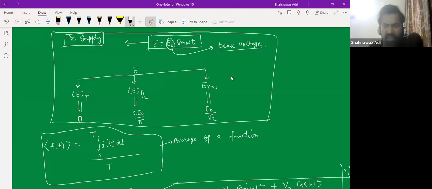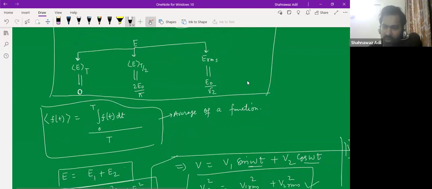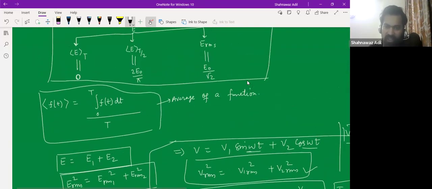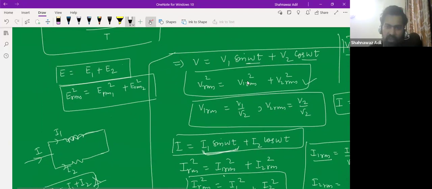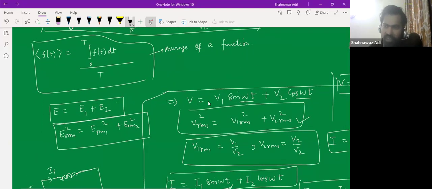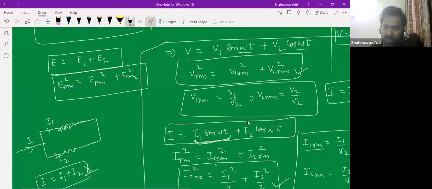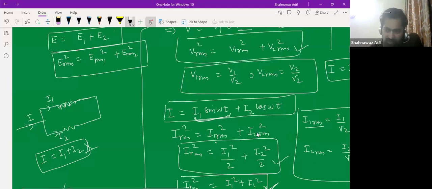Okay, and then in your CBSE course, you have learned about this, right? This is also important. If you have two voltages supplied, like V1 sine omega t and V2 sine omega t, then RMS would be this thing. V square RMS would be the sum of the squares of these, and current RMS would be the same thing. So you have to remember this, right?